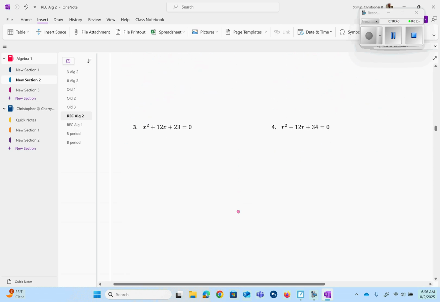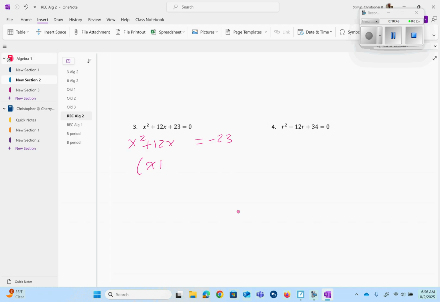All right, number 3, move the 23 over by subtracting it. Leave the space. Okay, we're going to set up our thing. That sign comes down. Half of 12 is 6. 6 squared is 36. Add 36 to both sides. Notice I'm adding it to both sides of the equal sign, so that's then 13. Root, root. x plus 6 equals plus or minus root 13. Subtract 6, so negative 6 plus or minus root 13.